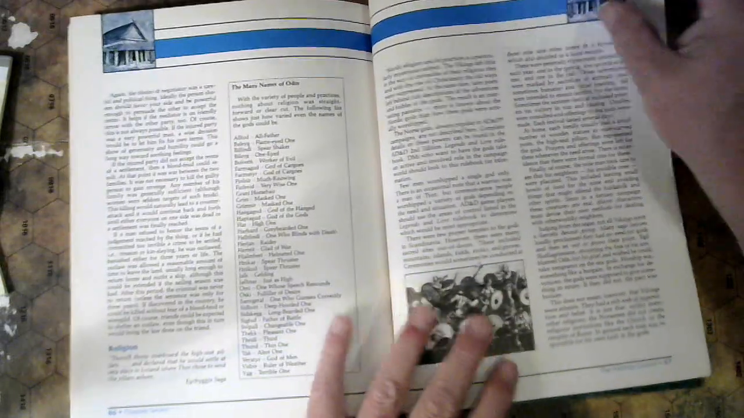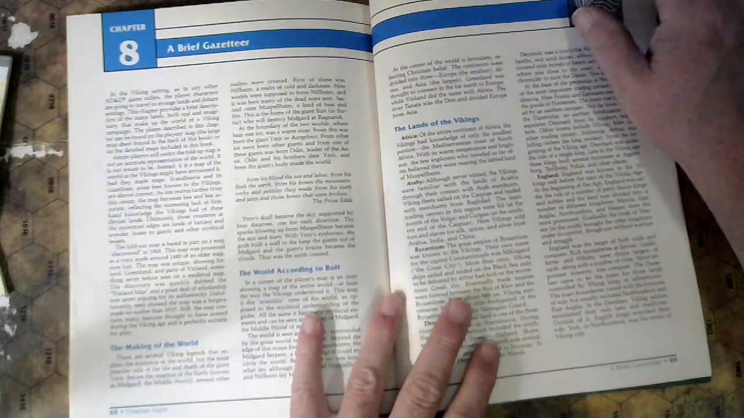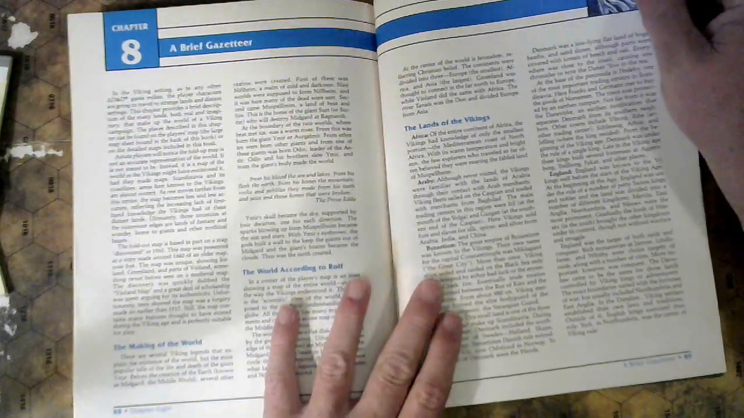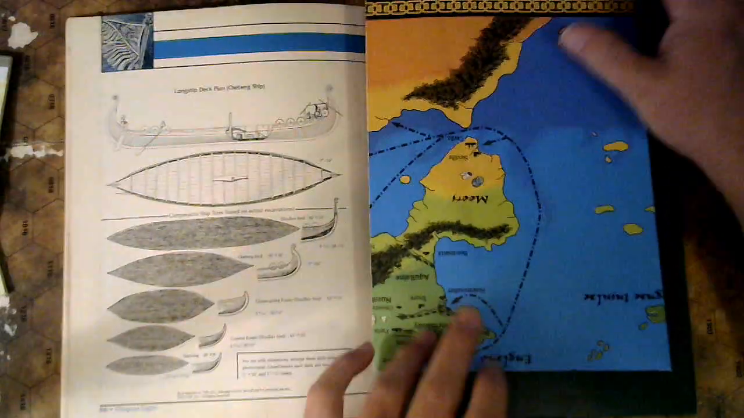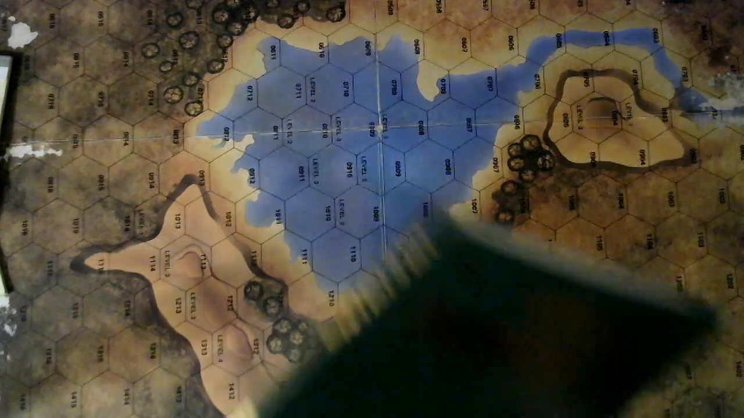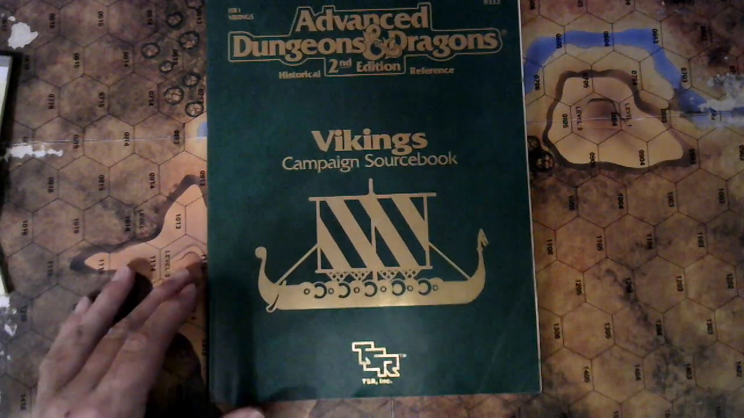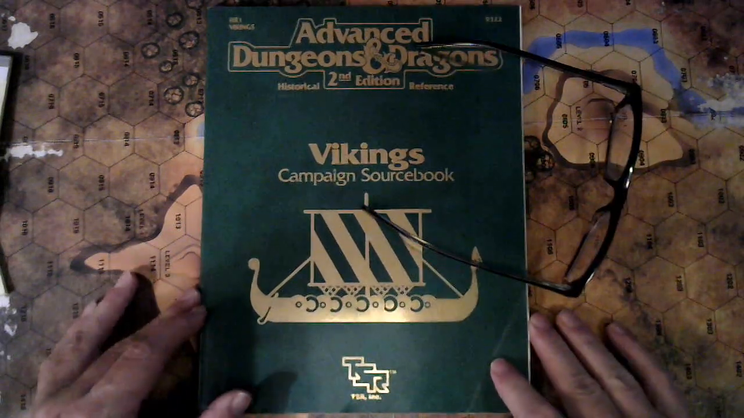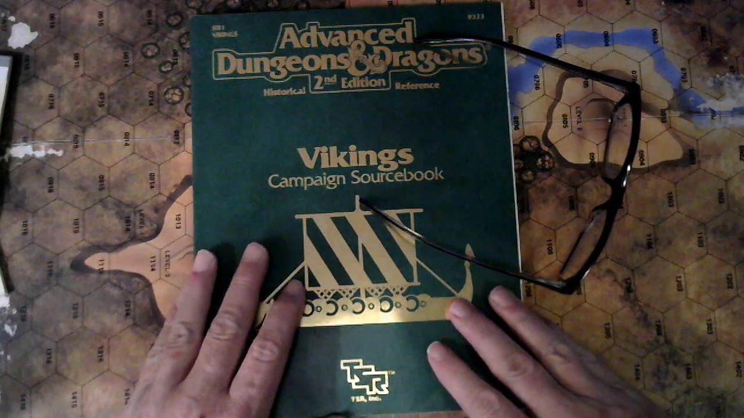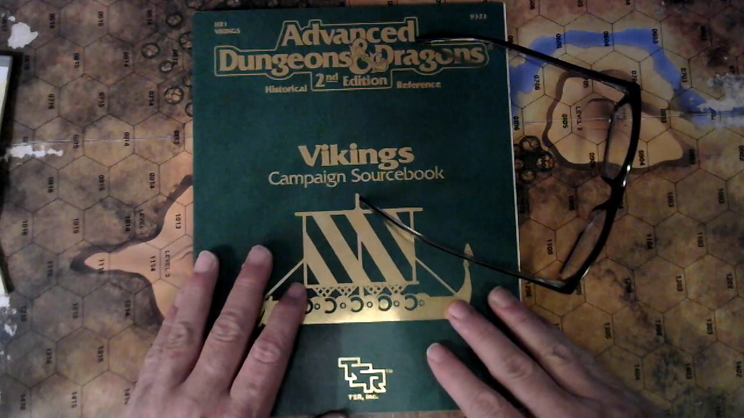So anyway, religion, law, making of the world according to Rolf, lands of the Vikings, etc. So, like I said, this is a very good book, and I never ran a Viking campaign whatsoever in D&D in all the years that I can remember. But like I said, I have tabbed the book a few times for knowledge and ideas.